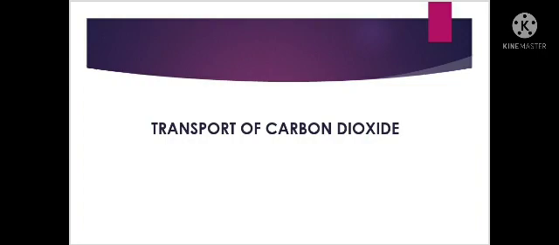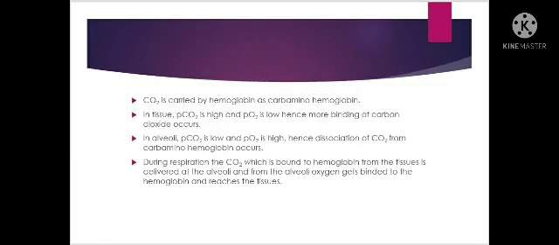Transport of carbon dioxide. Carbon dioxide is carried by hemoglobin as carbaminohemoglobin. In tissues, PCO2 is high and PO2 is low, hence more binding of carbon dioxide occurs. But in alveoli, the PCO2 is low and PO2 is high, and the condition reverses. It helps in the dissociation of carbon dioxide from carbaminohemoglobin.